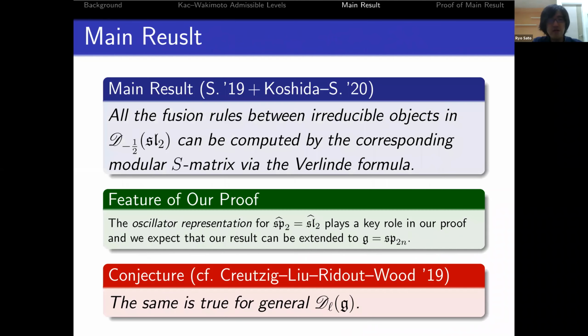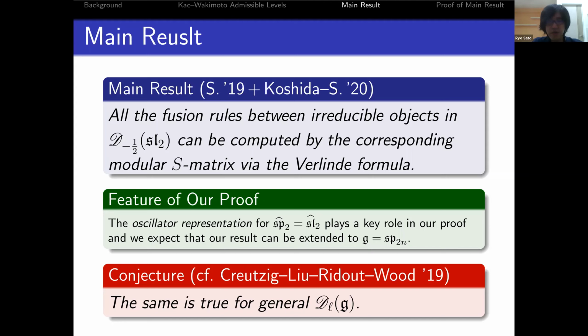Okay, then we arrive at our main result. The main result concerns the fusion rules between irreducible objects, in the very specific case where the level is -1/2 and G is equal to SO2. In that specific case, we can prove that the corresponding modular S-matrix actually computes the correct fusion rules by the Verlinde formula. So in some sense, we have the Verlinde formula in this category.